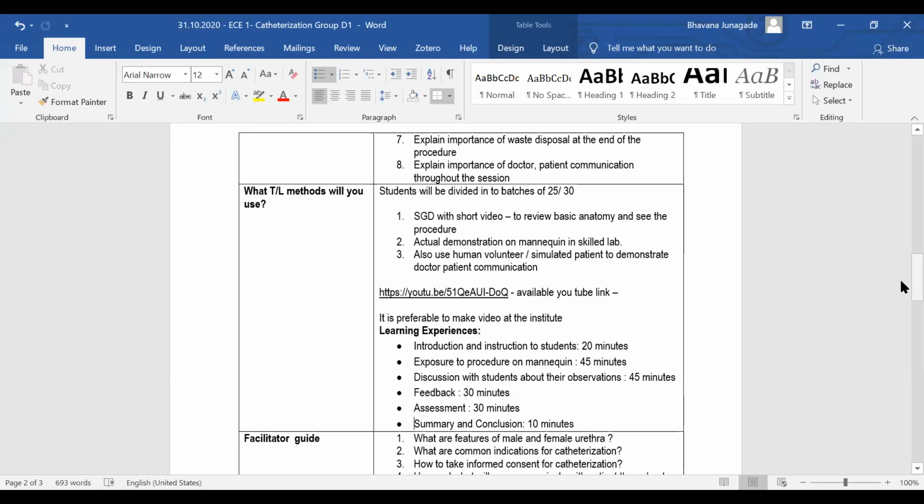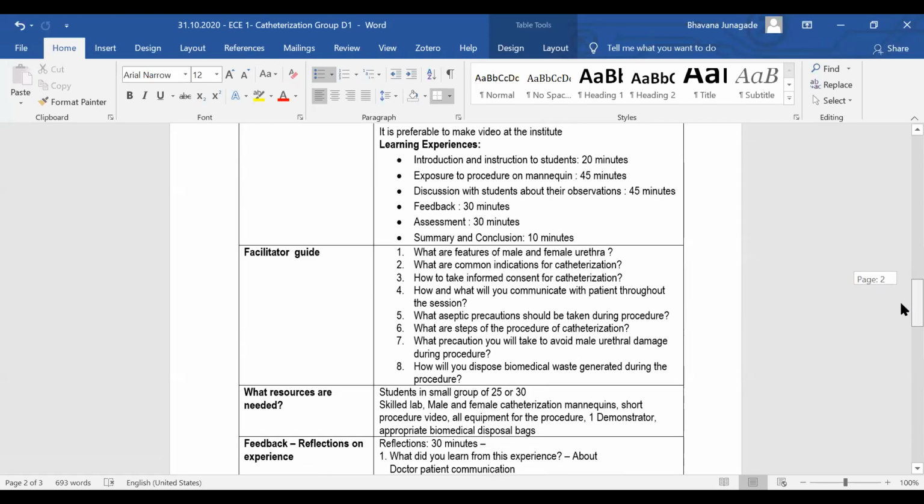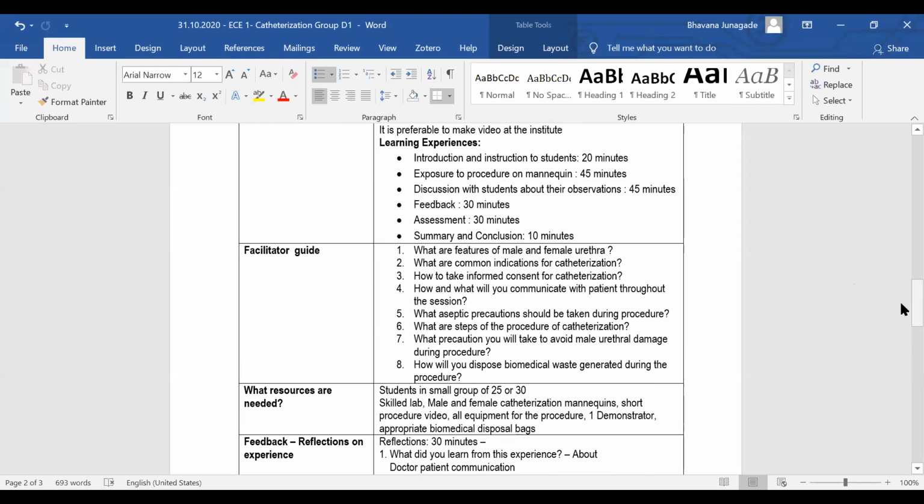The learning experience of the entire 3 hours can be divided as follows: introduction and instruction to the students, 20 minutes; exposure to the procedure on mannequin, 45 minutes; discussion with the students about their observations, 45 minutes; feedback for 30 minutes; assessment for 30 minutes; summary and conclusion for 10 minutes. The facilitator guide will be provided.